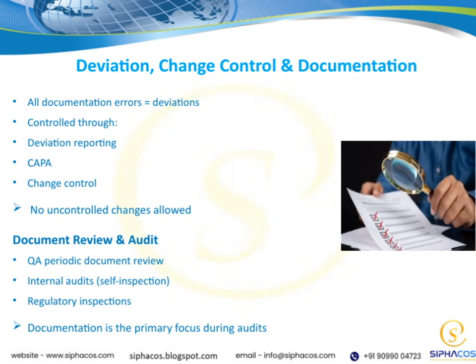Moving on to document review and audits, it's essential that our documentation is thoroughly reviewed periodically by QA. This ongoing review helps catch any potential issues early. We also conduct internal audits, or self-inspections, to ensure our processes are functioning as they should. And of course, regulatory inspections are part of this cycle, where auditors review our documentation to verify compliance.